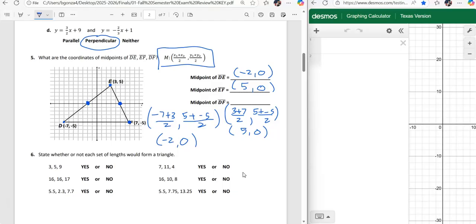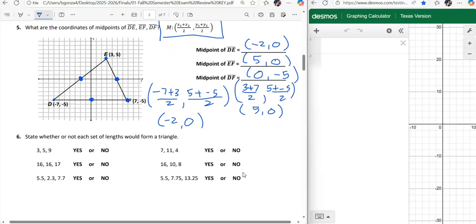So from negative 7 to positive 7, that's 14. Half of 14 is 7. If you go 7 over, you're right here at 0 comma negative 5. So you can do it graphically, or you can use midpoint formula intuitively. It's up to you. Cool.